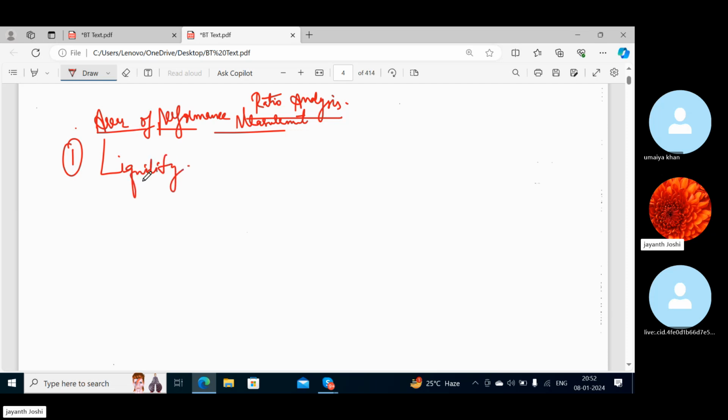If you want to invest in a company, the first and foremost thing is you should check the liquidity position of that company. First and foremost thing. Second, we will come to this particular area, which we will discuss in detail. Second is solvency, or long-term liquidity.